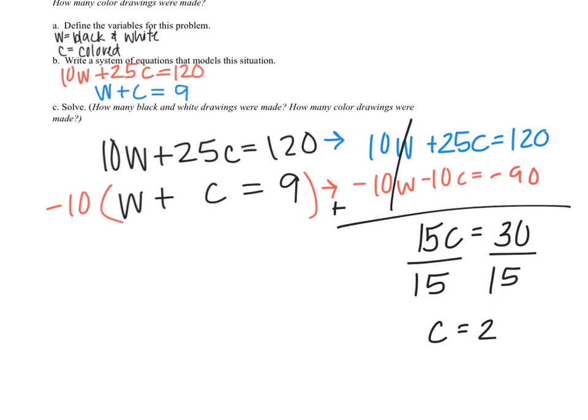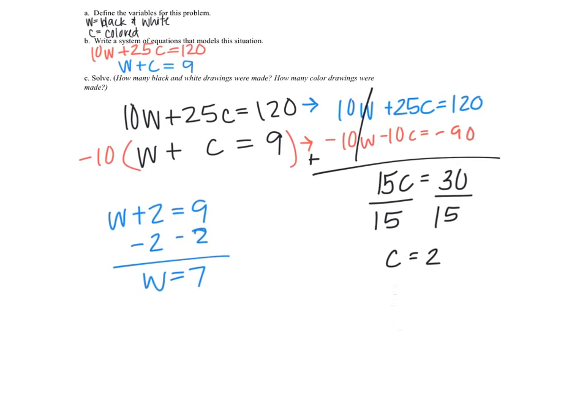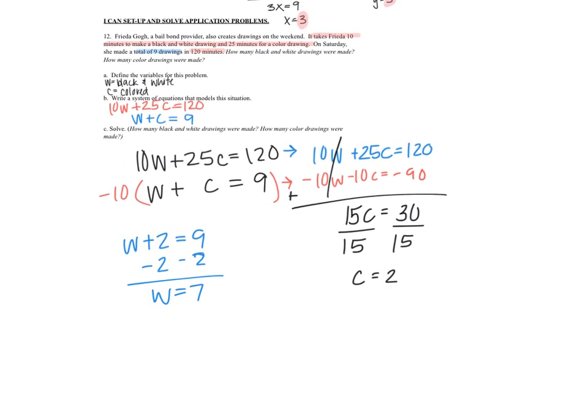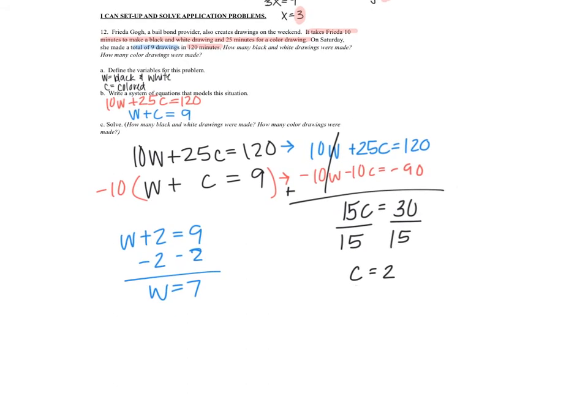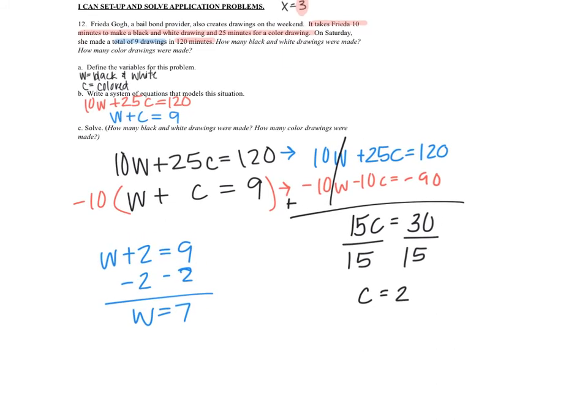So I get W plus 2 equals 9. Subtract 2 from both sides to get W equals 7. So that means that she did a total of 7 white and black paintings and 2 colored for a total of 9 drawings in 120 minutes.